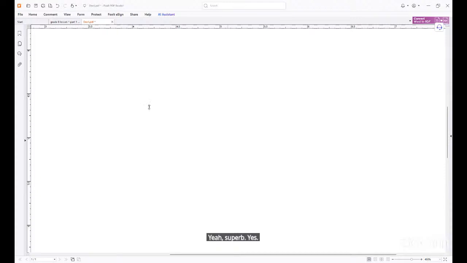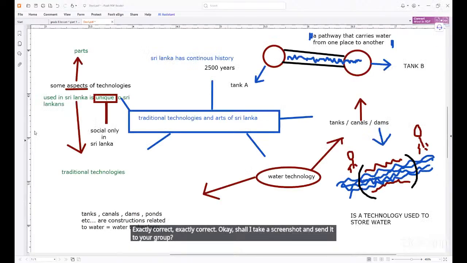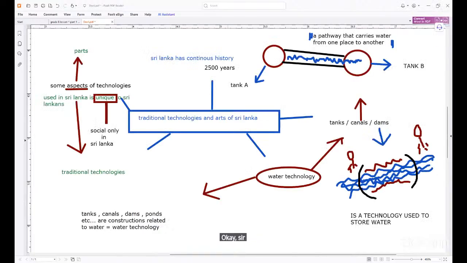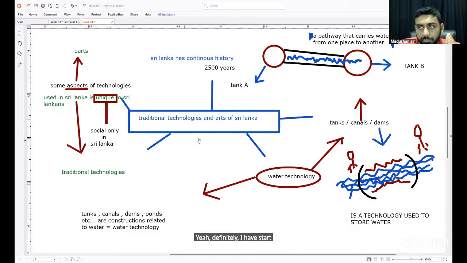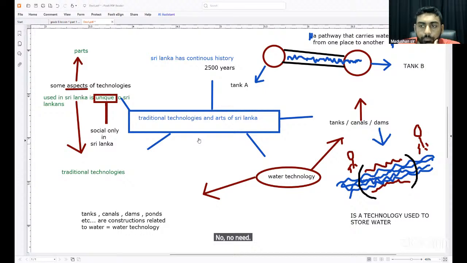Exactly correct. Okay, shall I take a screenshot and send it to your group? Okay, sir. So you're sending the recording, right? Yeah, definitely. I have started recording. No need to send the recording. Okay, sure.